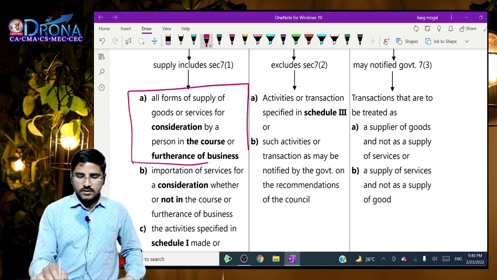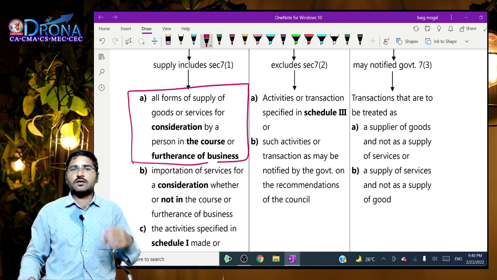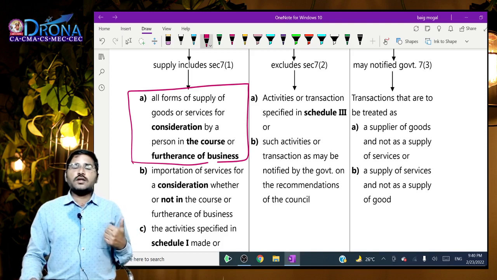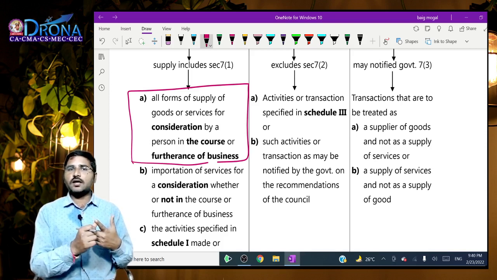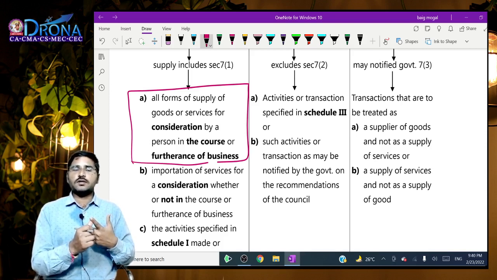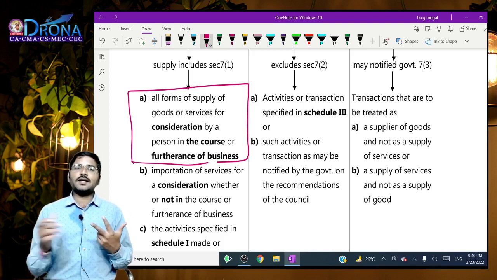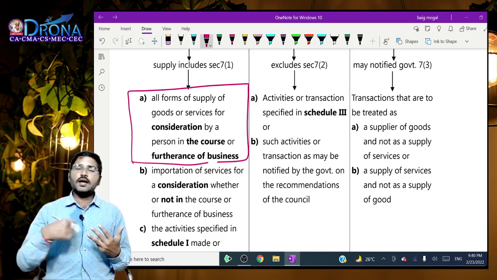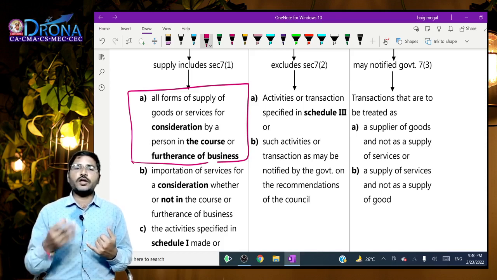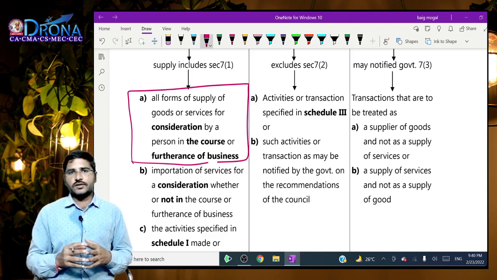All such concepts we discussed elaborately in section 7 subsection 1 clause A, out of which the first one is that there should be a supply of the good or service. All forms of supply are covered: barter, exchange, license, lease, rentals, etc. Next, good means every kind of movable property, excluding money and securities, but including actionable claims and growing crops and grass which are agreed to be severed under the contract of supply or before the supply. And next, service means anything other than good, but excludes money and securities, and includes activities relating to use of money and conversion of one form of currency or denomination to another form of currency or denomination for which a separate consideration is charged. It is called service. So that is the first one.